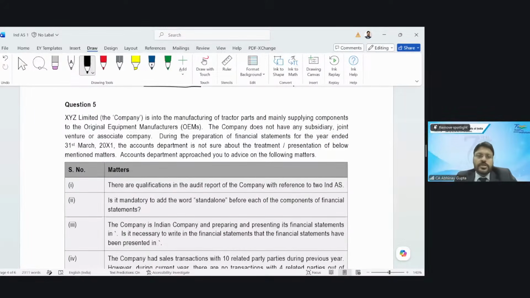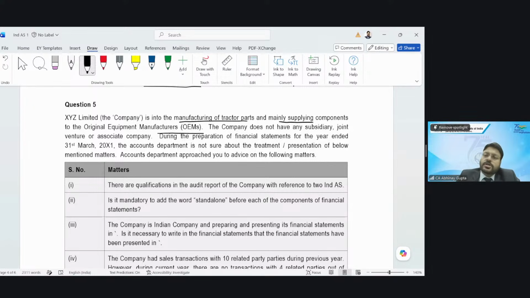Okay, so let's proceed to question number 5. XYZ Limited, the company, is into the manufacturing of tractor parts and mainly supplying the components to the original equipment manufacturers, OEMs, right? So what is the company doing? The company is manufacturing some parts which are used by the tractor manufacturer company while producing the final output, which is the tractor, right? So they are basically the original equipment manufacturer for certain tractor manufacturing companies.